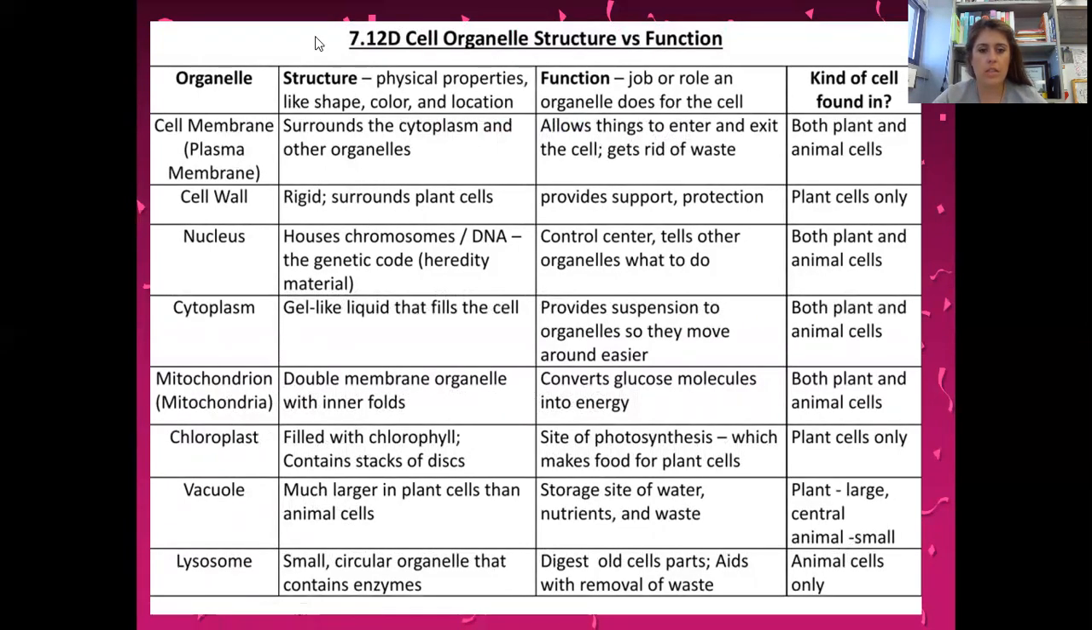The nucleus houses chromosomes and the DNA, and it's in control. The cytoplasm is the gel-like area that fills the cell. The mitochondria converts chemical energy into energy that the cell can use. The chloroplast is the site of photosynthesis. It's only in plant cells, and the vacuole stores the water and nutrients. It's very large and central in plant, and it's small or maybe even absent in animal.